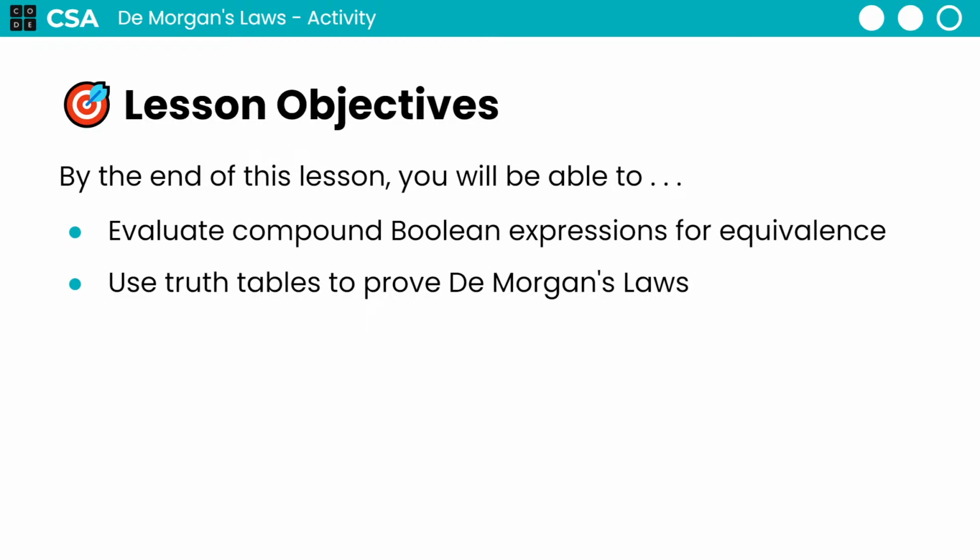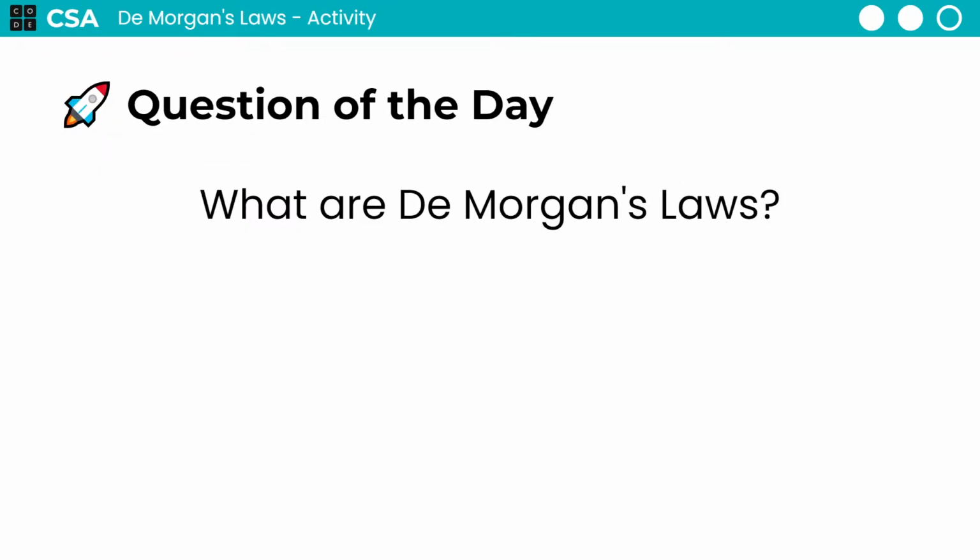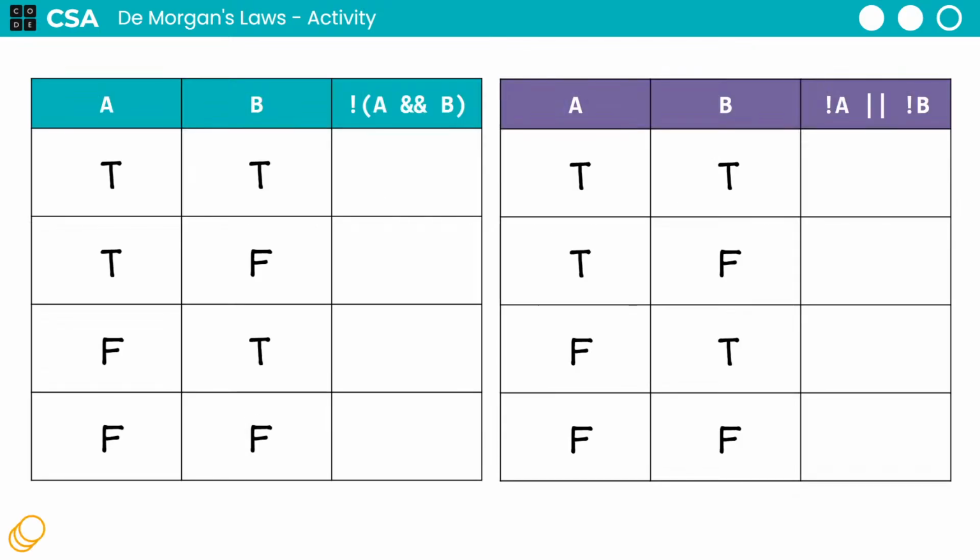So today, your lesson objectives. By the end of the lesson, you're going to be able to evaluate compound Boolean expressions for equivalence and use truth tables to prove De Morgan's laws. Yeah, I know you thought proofs were gone whenever you left geometry. However, we can still prove certain elements of these laws. So your question of the day, and the question you're probably asking right now, is what are De Morgan's laws?